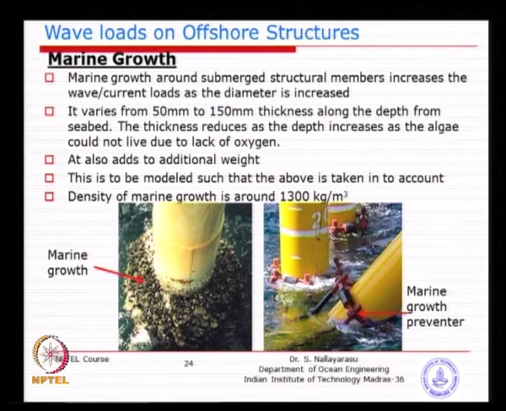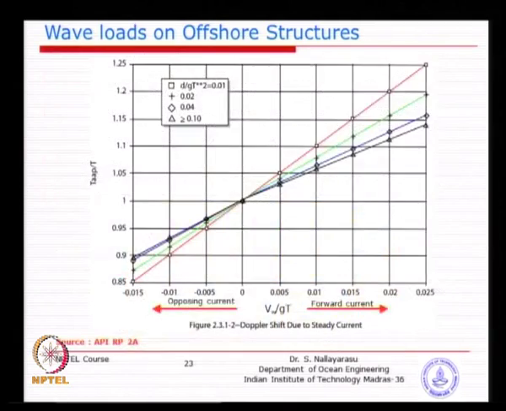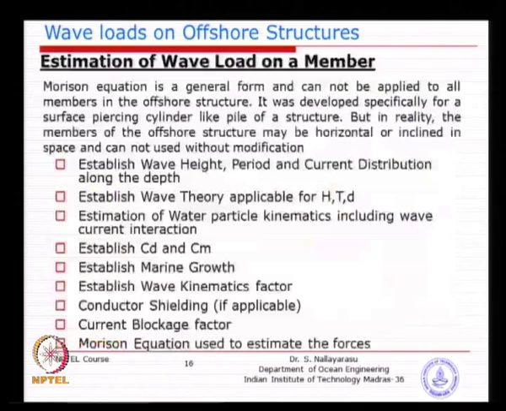So, we will see that with so many members in the jacket structure, every one of them adds so much weight that the total foundation design load will be higher. So, that is one effect which we need to definitely address in a proper way, so that the loads are captured correctly. The other three parameters are generally a reduction factor, wave kinematics factor, and conductor shielding and current blockage.